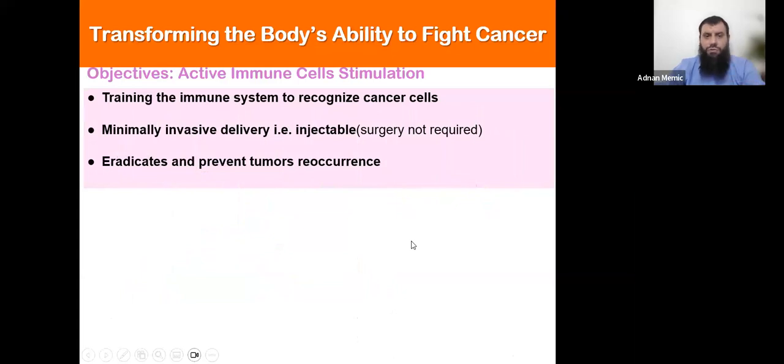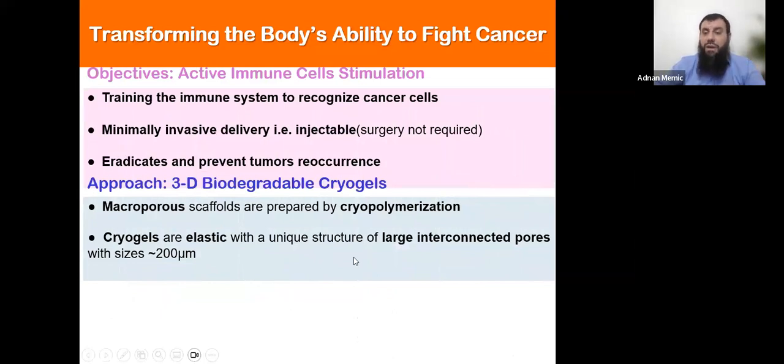So what we want to do is train the immune system to recognize cancer cells, delivered in a minimally invasive approach, so no surgery, so that it could eradicate and maybe even prevent tumors from having a recurrence. But what are the technical challenges? When I talked about the bone material, I gave you 5 different factors, like it has to be low melting and all of that. So again, what problems are you solving? How are you approaching this?